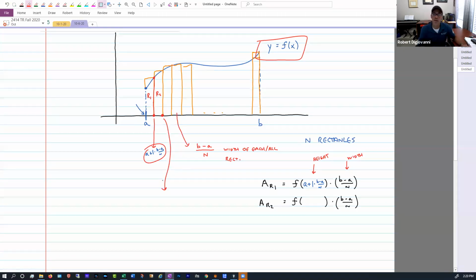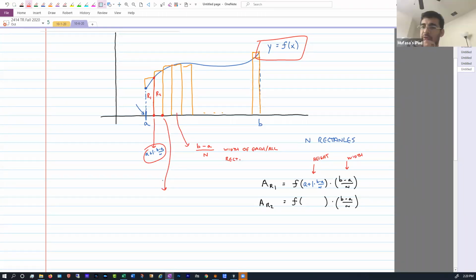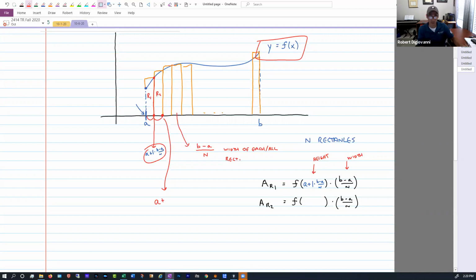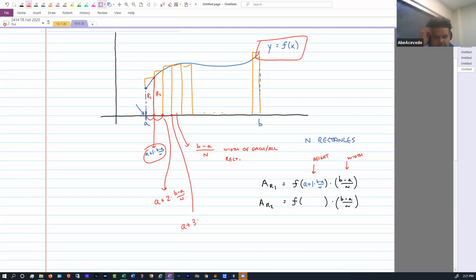So for rectangle 2, we want this point. What's the x coordinate there? A plus 2 times b minus a over n. We start at A, but instead of jumping to the right once, we jump to the right twice. So it's plus 2 of those b minus a over n's. Make sense? The next one would be what? A plus 3 of the b minus a over n's. And then 4 and then 5. But this can go on n times, because we have n rectangles.